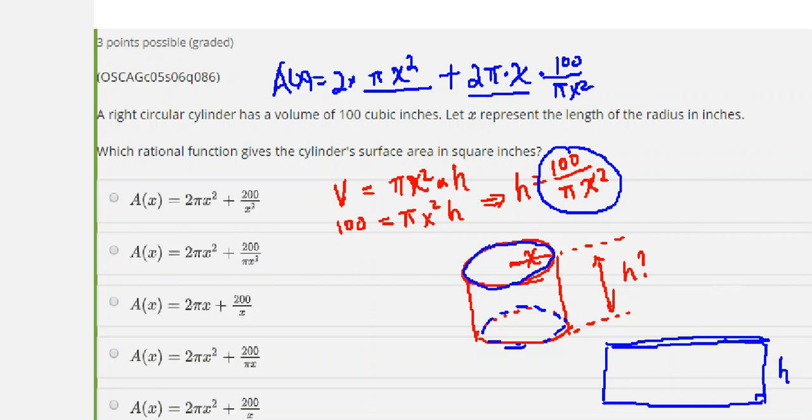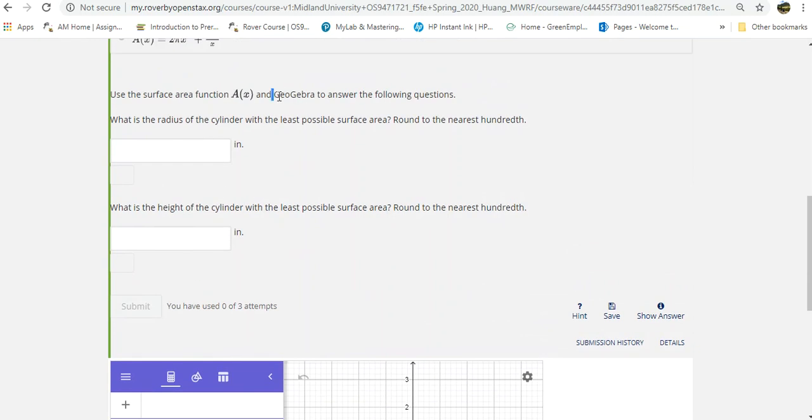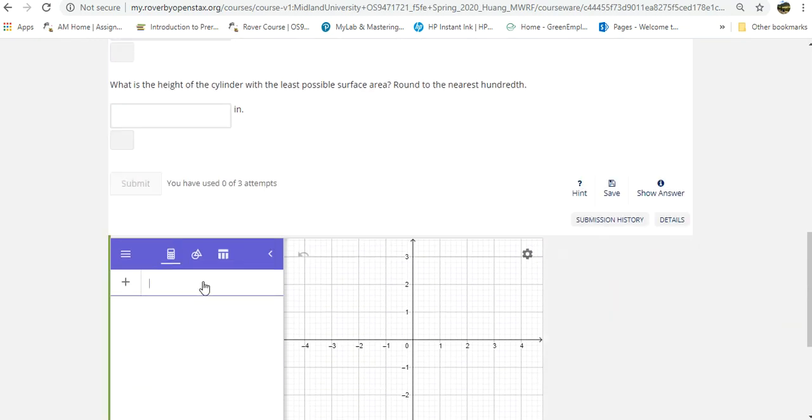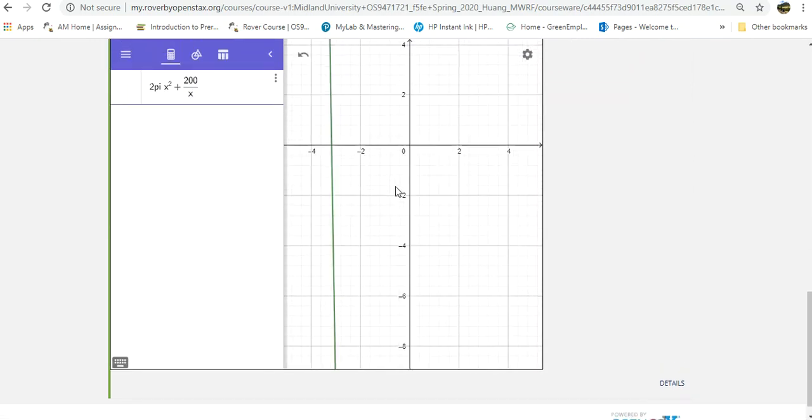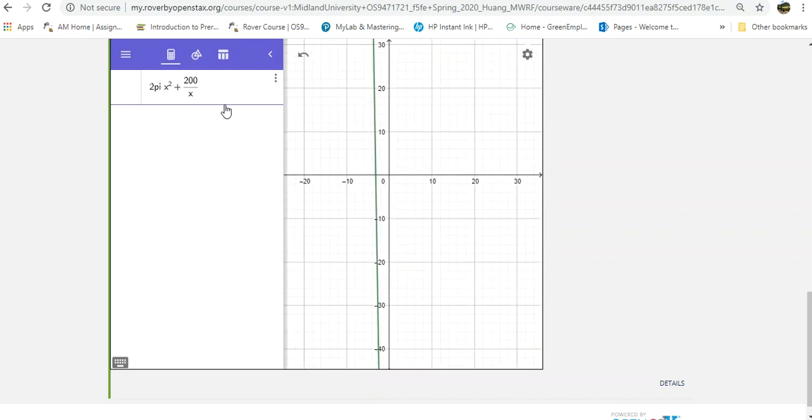Now, how do you continue from there? You should graph this function in GeoGebra. So let's graph this function in GeoGebra. My suggestion is to use GeoGebra, so don't hesitate to take advantage of it. This is what I would use: 2 pi times x squared plus 200 over x. So this is the function that I have.